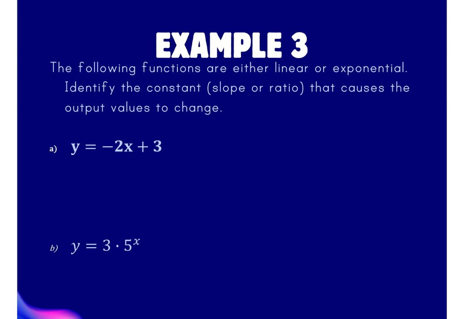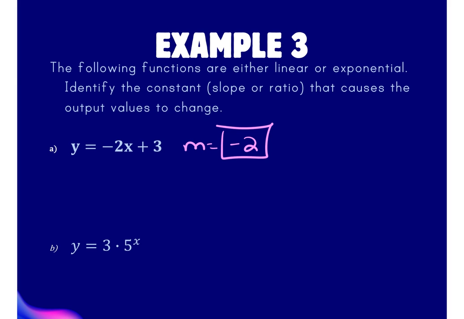Okay. All right, example 3 says the following functions are either linear or exponential. Identify the constant, slope, or ratio that causes the output values to change. So we're either finding the slope if it's linear, and we're finding the R, or our rate of change, if it's exponential. So is A linear or exponential? It's linear. What would be your constant that causes the output values to change? Good. It's M, which is -2. Really, you just need -2.